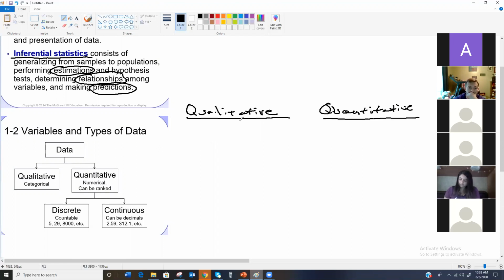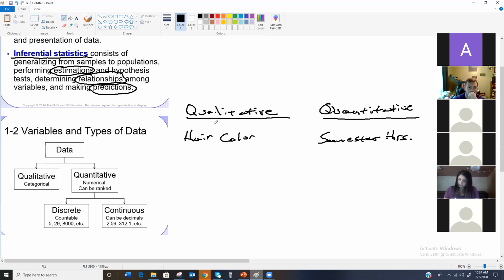Okay, so qualitative are things that are only categorical, like hair color. Quantitative would be your semester hours. And with either of these, you could do descriptive or inferential statistics. So qualitative would just be collecting data on people's hair color and reporting it. Same thing with quantitative, you would just collect data on people's semester hours and report it. You wouldn't make any kind of predictions.